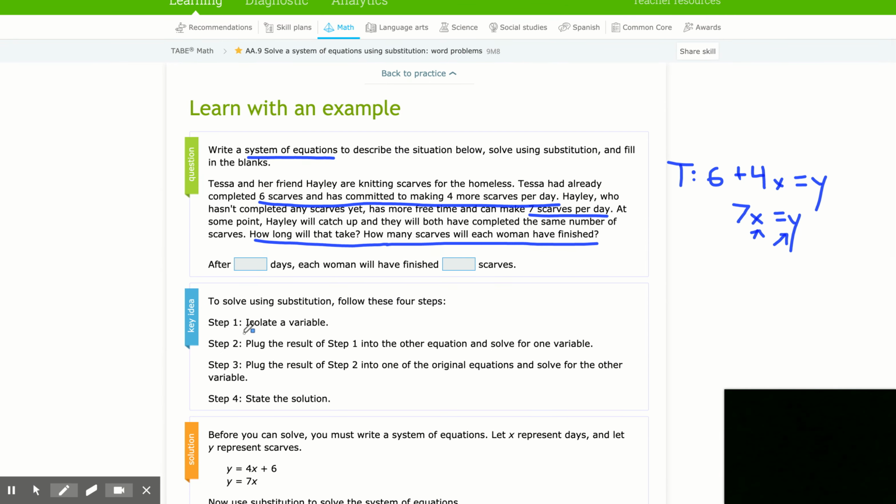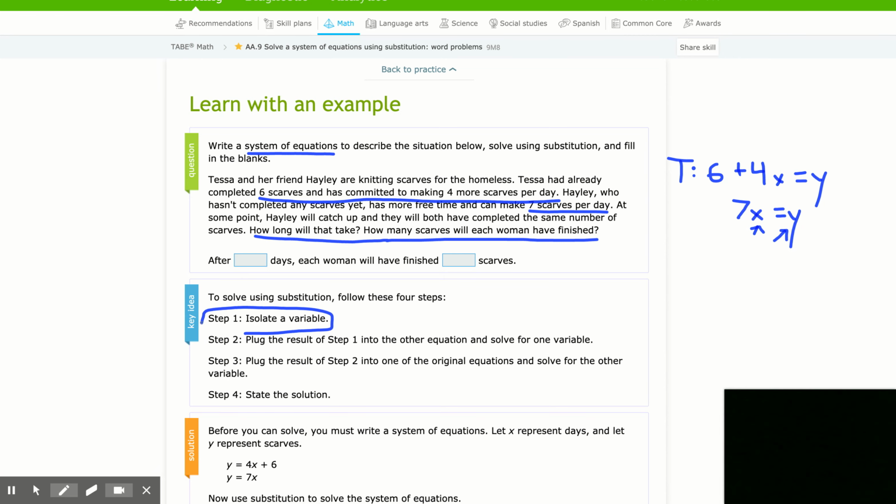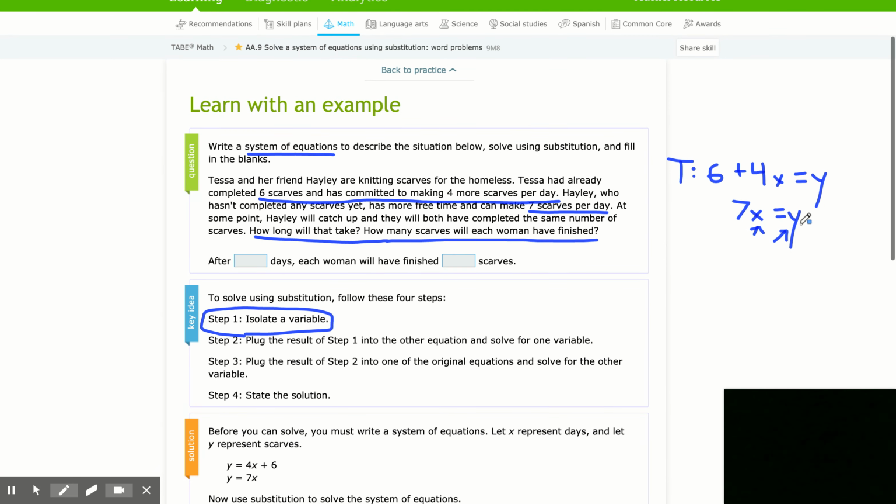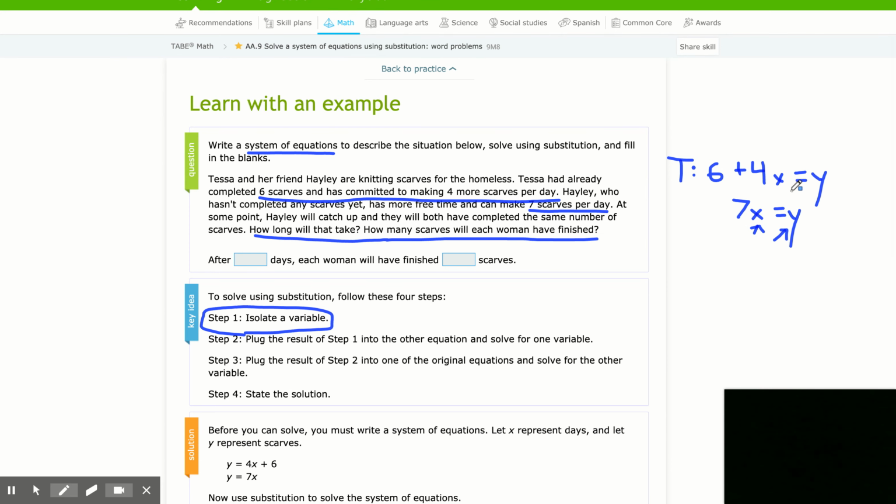It says right here they want us to isolate. All right, we have some steps here. First, isolate the variable. We already isolated both of them to y, so we don't have to worry about that. Number 2 says to plug in the rest of step 1 into the other equation and then solve. All right, so what I'm gonna do, I'm gonna use a different color. What I'm gonna do is I'm gonna substitute this right here, and I'm gonna put it in here. All right, so that is the first thing I'm gonna do.